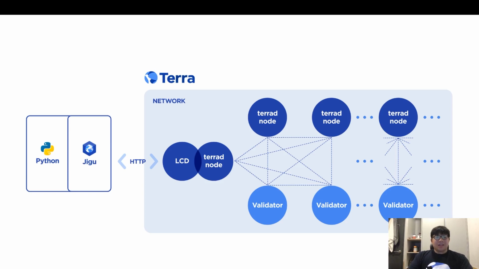How Jigu works is that it's a library that enables you to talk with an LCD node. An LCD node is something that a TerraD node runs that exposes its functionality through an HTTP interface. So instead of having to make raw HTTP calls and do serialization and deserialization of the requests and responses, Jigu will handle that all for you and enable you to work within Python without realizing that you're working with strings and raw blockchain data. So it allows you to create Pythonic code that works with the Terra blockchain. Once Jigu parses your requests, your request is sent to the LCD and propagated through the rest of the network, and this is how your Python application can interact with the Terra blockchain.